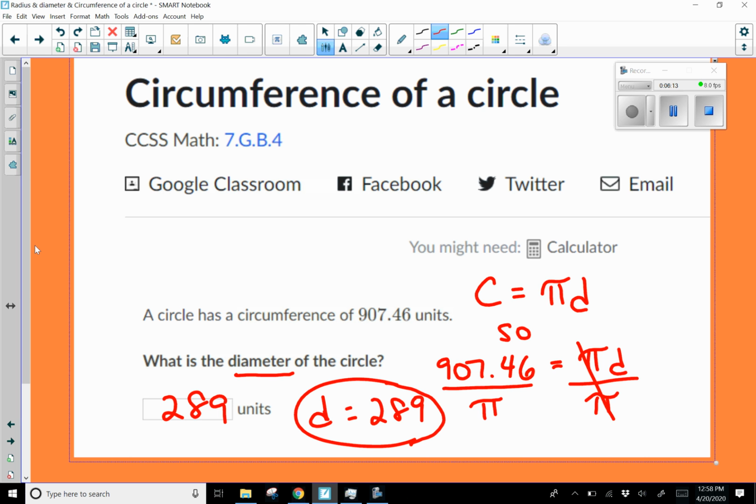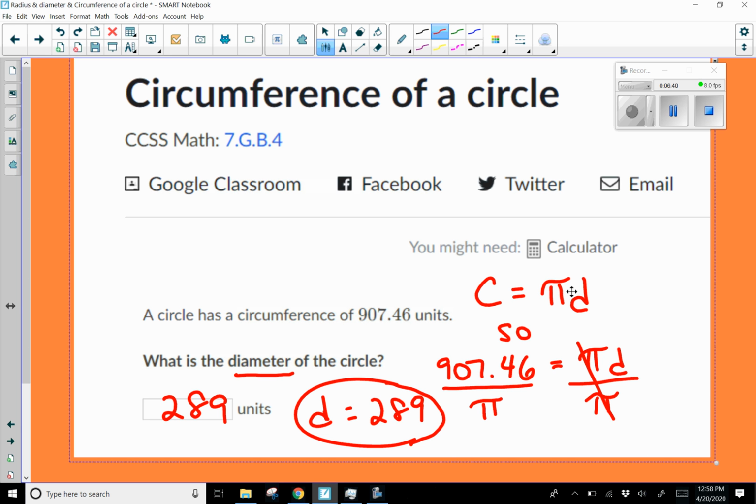Okay, here it says a circle has a circumference of 907.46 units. What is the diameter of the circle? This one's a little bit tricky because notice they're giving you the circumference now and they want you to find the diameter. So you kind of have to work backwards here. Again, I'm going to start with my formula: circumference equals pi times diameter. And then I'm going to plug in what I know.